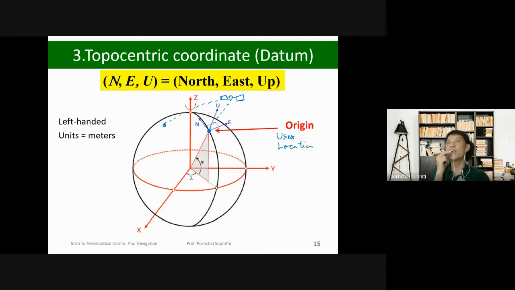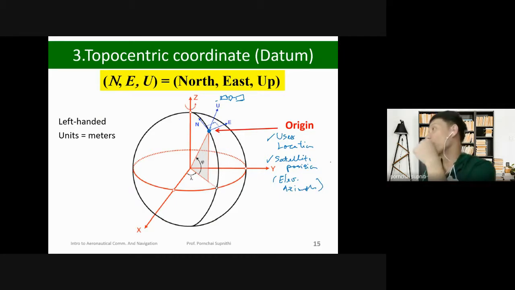So there are times when you want to look at a certain position of the satellites and you want to know what it is relative to where you are. Or if you describe your position on Earth, sometimes you want to describe it not in terms of XYZ, but in terms of whether you are in the north, going to the east direction, north direction, or up. So this is very important for user location and satellite position, in terms of elevation angles and azimuth. And this is user location dependent.